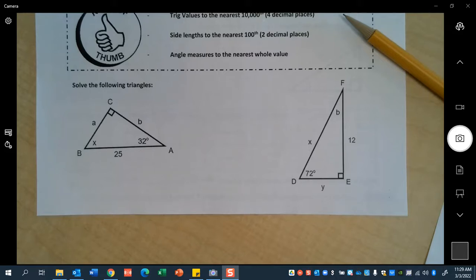If I had used 48 for every single calculation, I would have gotten the next 3 answers wrong, right? So we're not going to do that. We're going to use what's given to us.